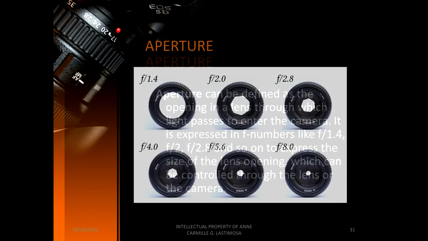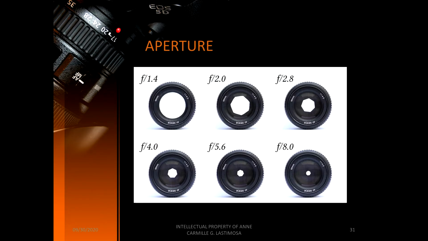Let me illustrate this. This is an illustration. I believe this is a 1.4 lens, and this represents the opening of the aperture. If you have a low aperture number, that means there is a bigger opening of the lens. At f2.0 it gets smaller and smaller, and then it gets very small.